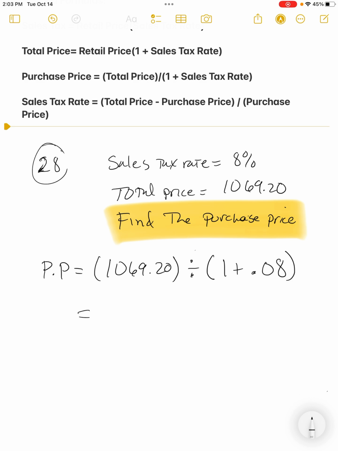So I type in 1069.20. Divide that by, open parentheses, 1 plus 0.08. Close those parentheses and hit equals. And I realized that the original cost of that item was $990, of which I paid 8% sales tax, and that brought it up to $1,069.20. But the price that would have been on that item that I purchased would have been $990.